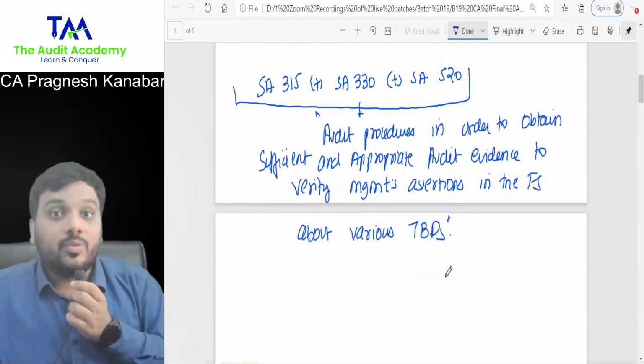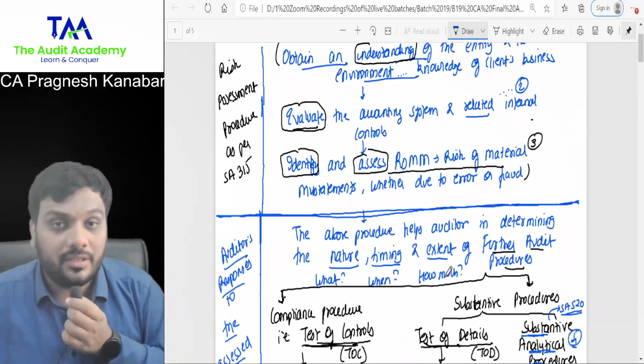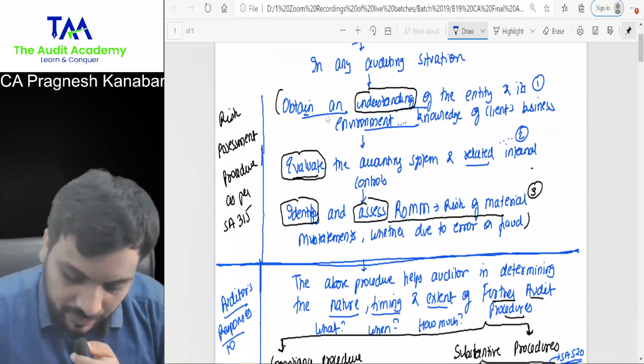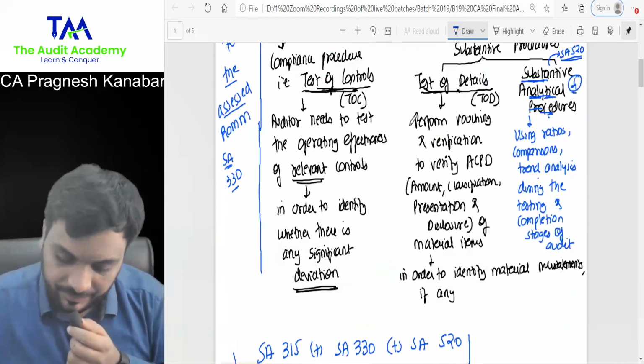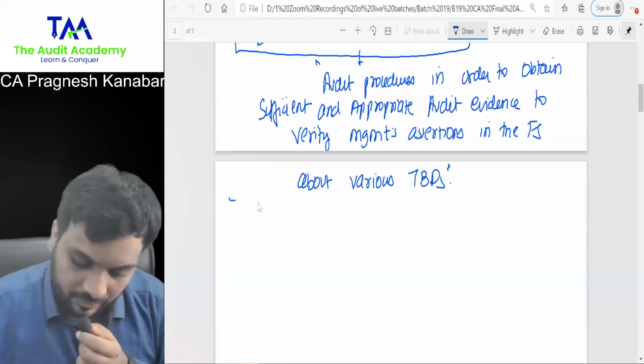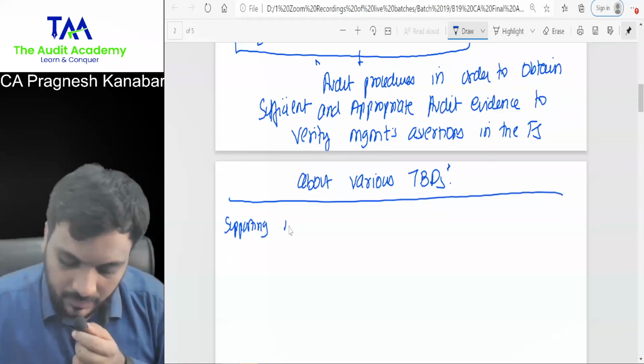Now, we need to write some supporting notes. Otherwise, we will lose the effort. The whole effort will be a waste. So first, obtaining an understanding of the entity and its environment, knowledge of client's business. Write down. Supporting notes.